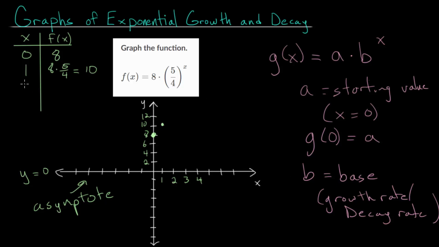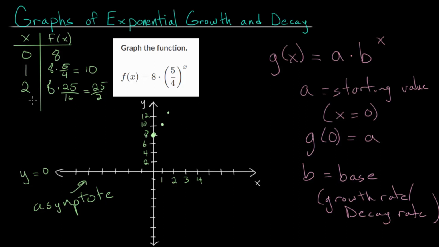And if we want, we can put in other points here, like let's say 2, though that's going to be off the graph. We'll have 8 multiplied by 5/4 to the second power, which if we just square that, 5/4 squared would be 25/16. So 8 divided by 16 is 2, so you get 25 halves, which would be 12.5. So we actually probably could fit that on. That's just going to be somewhere right about there.